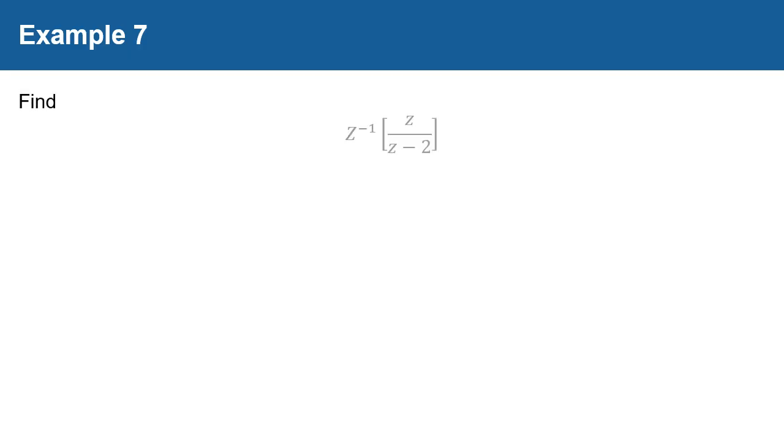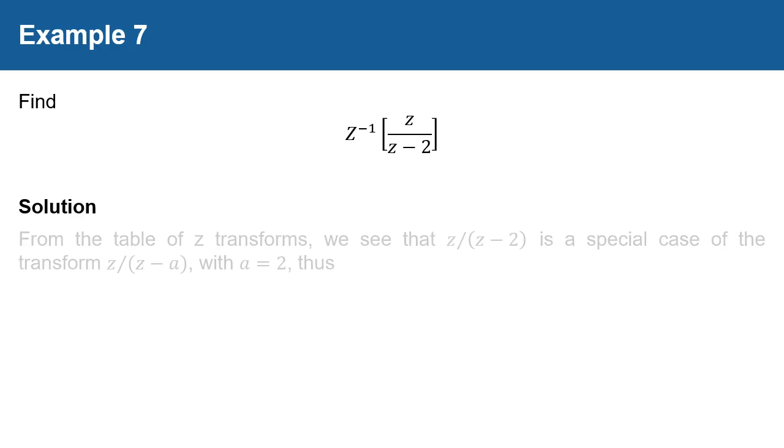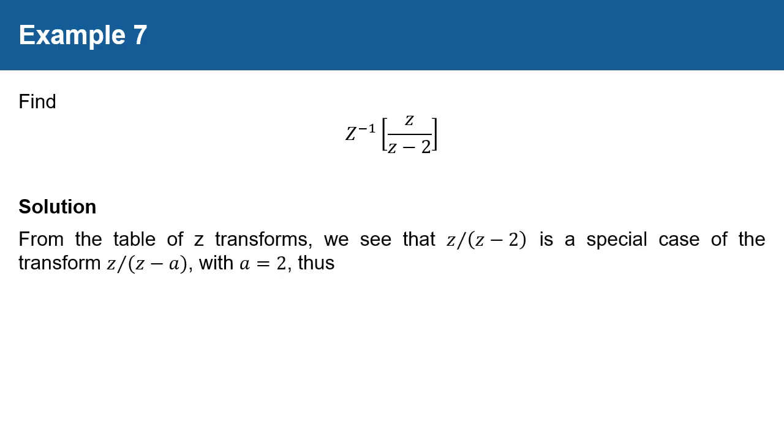Example, find the inverse Z transform of Z over Z minus 2. For solution, from the table of Z transforms, we see that Z over Z minus 2 is a special case of the transform Z over Z minus A, with A equal to 2. Thus, the inverse Z transform of Z over Z minus 2 is equal to 2 raised to K.